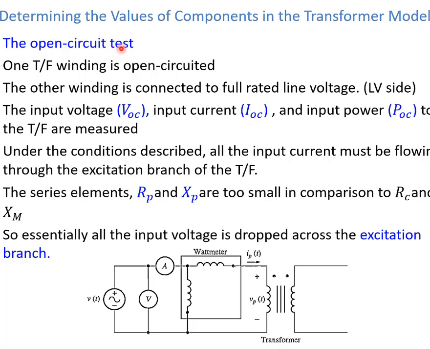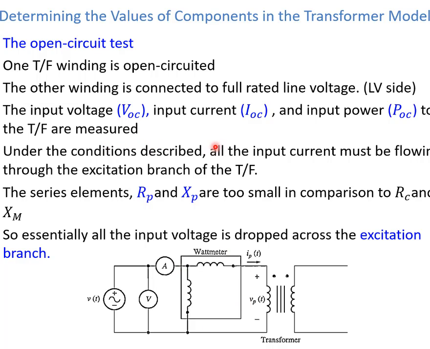In the open circuit test, one transformer winding is left open circuited and the other winding is connected to the full rated line voltage. The input voltage we call the open circuit voltage, the input current we call the open circuit current, and the input power, POC, to the transformer is measured. For the measurement we can use a voltmeter, ampere meter and a watt meter.